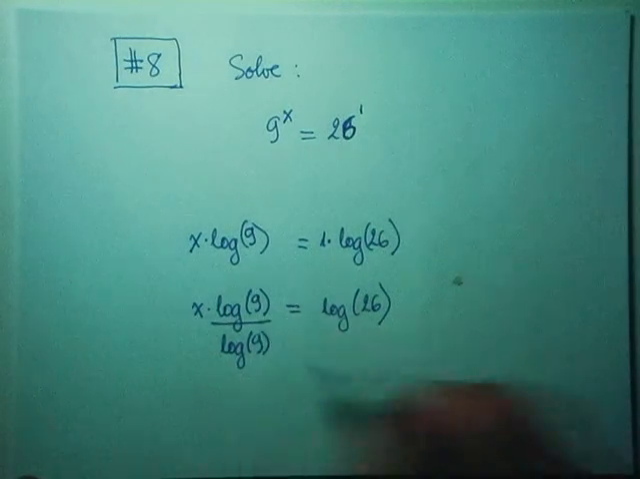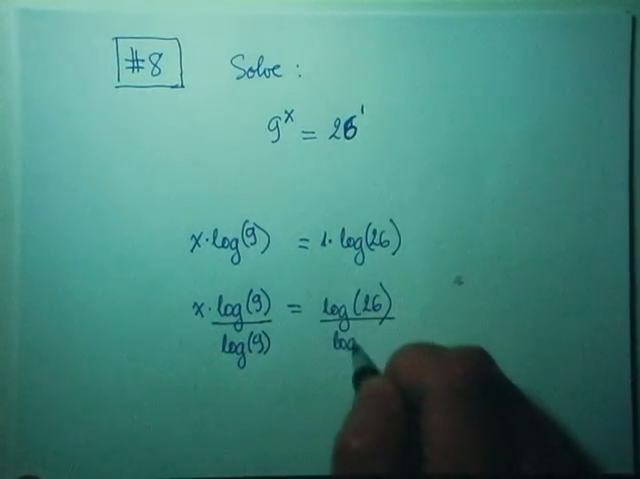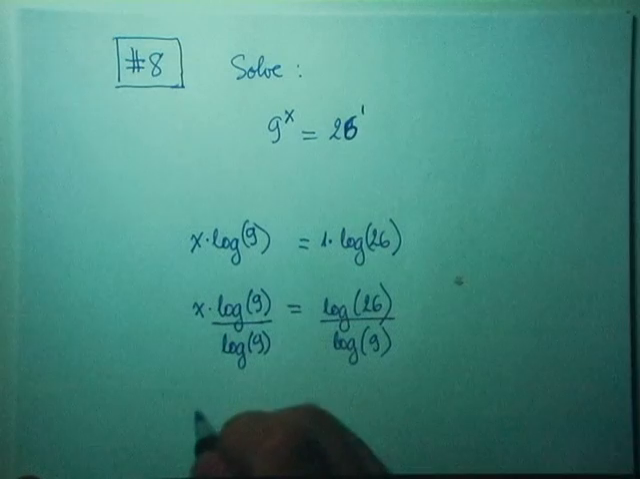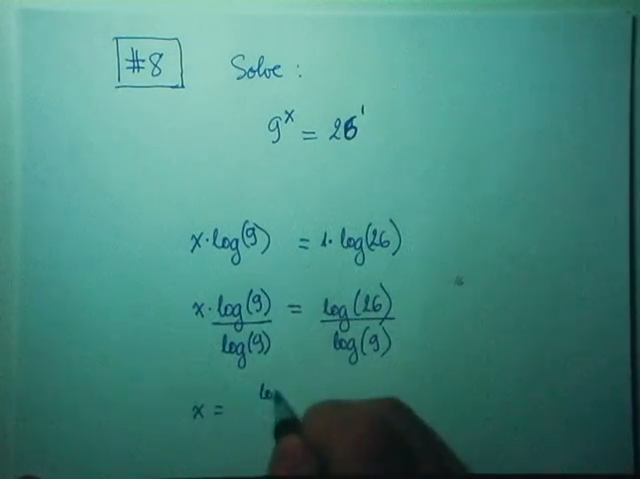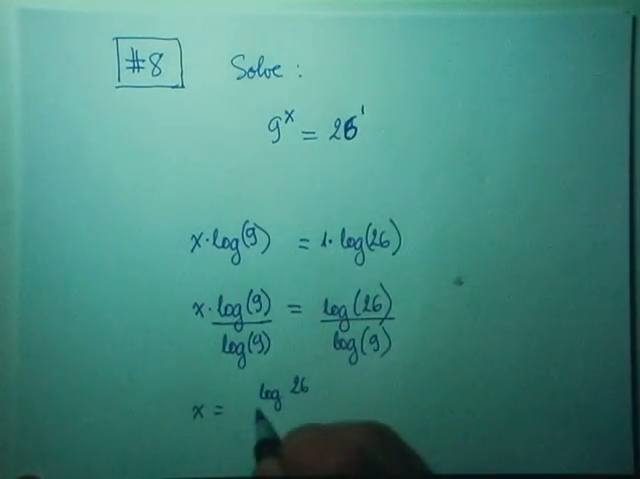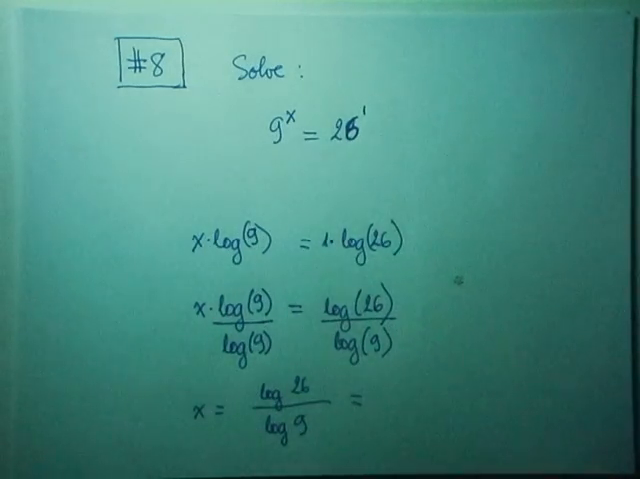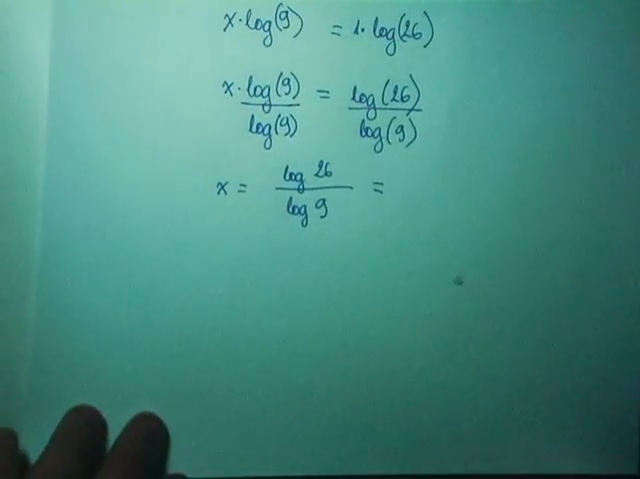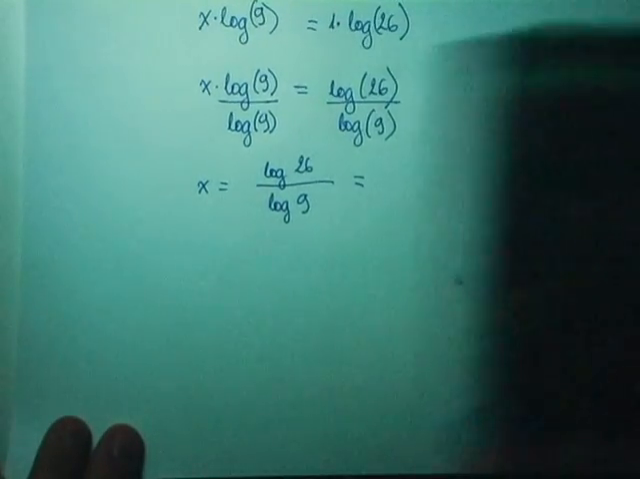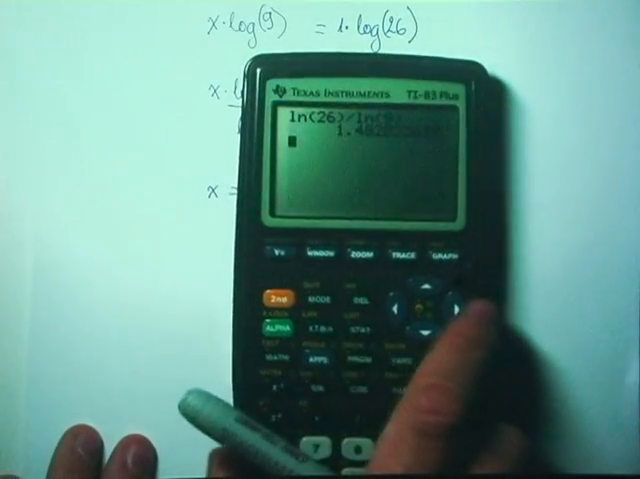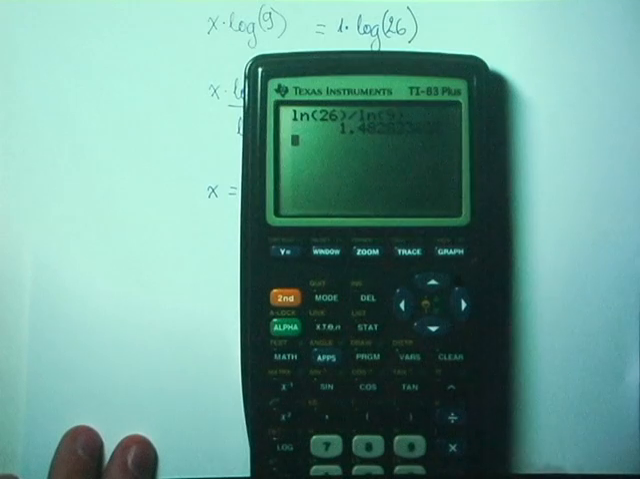So dividing log base 10 of 9 to both sides, and that gives me x equals log base 10 of 26 divided by log base 10 of 9. And that gives me, once again, my calculator. Let me show you how the answer is supposed to be precisely the same.